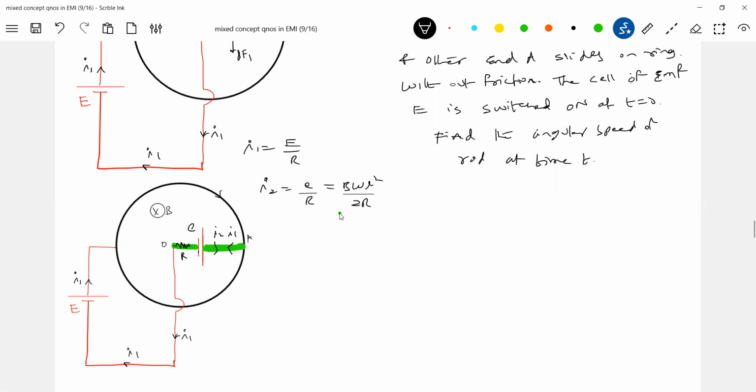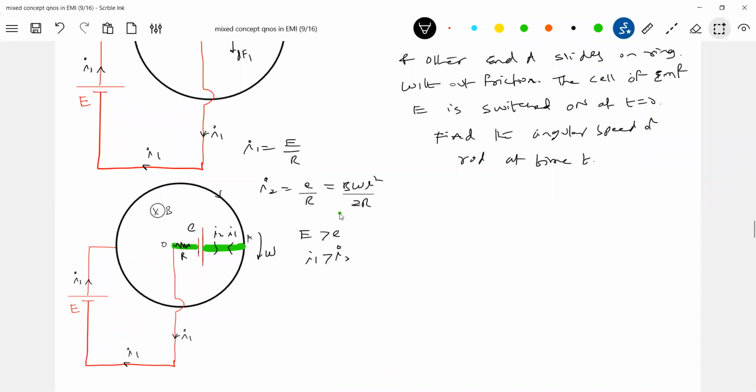And what about the angular velocity? Angular velocity of the rod will be in this direction. I don't have space, I'll show it here. Tell me, initially which will be greater? E will be greater than small e. So which current will be greater? I1 will be greater than I2. Tell me what happened to the motion of the rod altogether. Due to I1, the torque will be clockwise. Due to I2, the torque will be anti-clockwise.